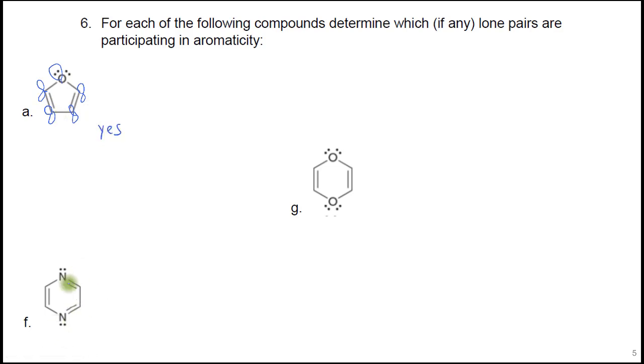For F, we have nitrogen, which also has lone pairs, but nitrogen in both situations here in the ring are part of the double bond. So this is sp2, so these ones do not participate in the aromaticity. And for G, again, we have one of these here that participates. So this is a yes.